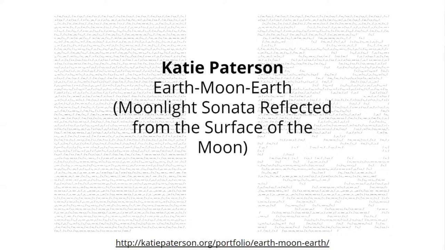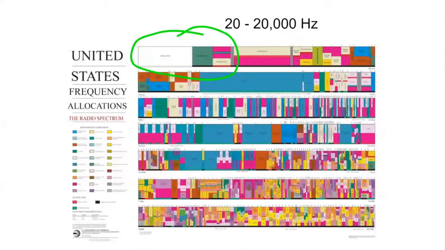This artist, Katie Paterson, encoded Beethoven's Moonlight Sonata, I guess the first movement, into Morse code, then bounced it off the surface of the moon and received it again on the Earth. Because of the divots and variations in the surface of the moon, different aspects of the piece were removed. So it was the Moonlight Sonata as played by the moon, you could say. It's an interesting thing to think about in this context.